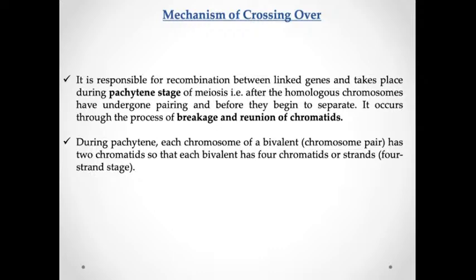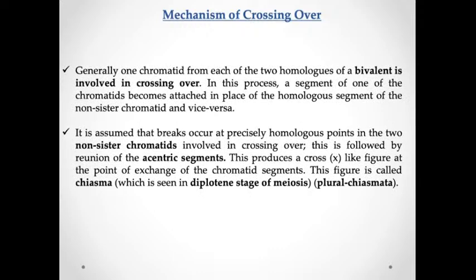During Pachytene, each chromosome of a bivalent has two chromatids, so that each bivalent has four chromatids or strands. I will show you all these things in a diagram soon. This is the subjective part initially. Generally, one chromatid from each of the two homologous chromosomes of the bivalent is involved in the crossing over, and it is assumed that breaking occurs at precisely homologous points in the two non-sister chromatids.